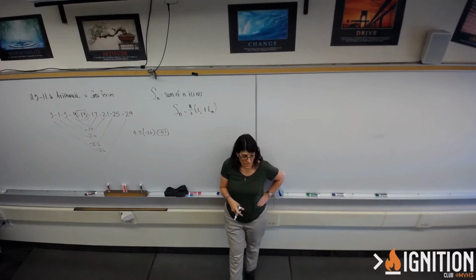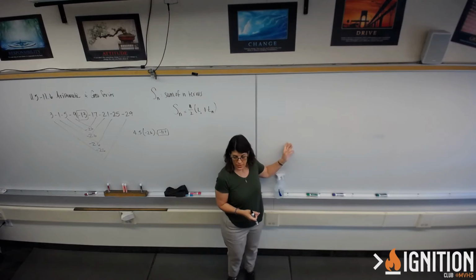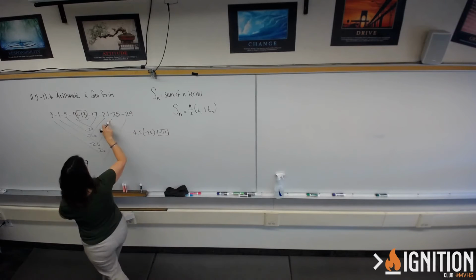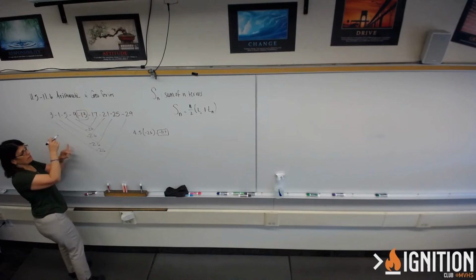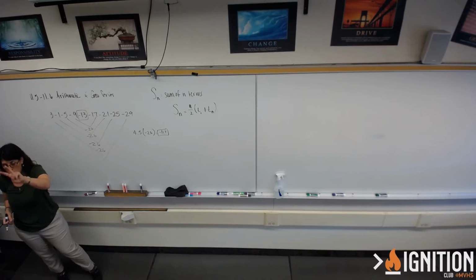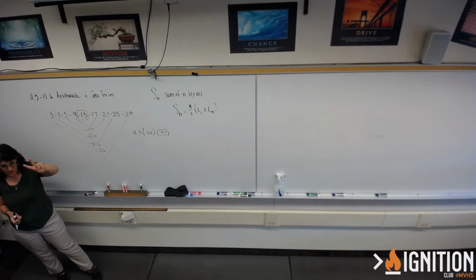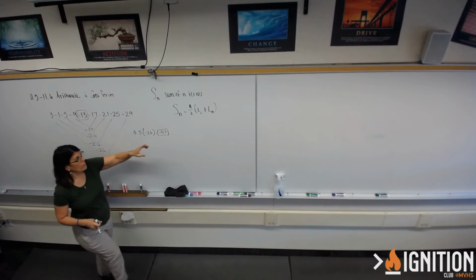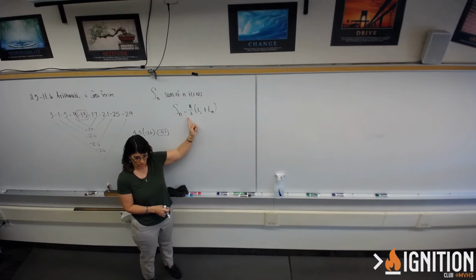Number of terms. Oh, I just erased it. How many terms do we have? We had 9 terms, and we divided that by 2 because it takes 2 terms to make one sum. So you take the number of terms and you divide it by 2. Pair. 2 for a pair.